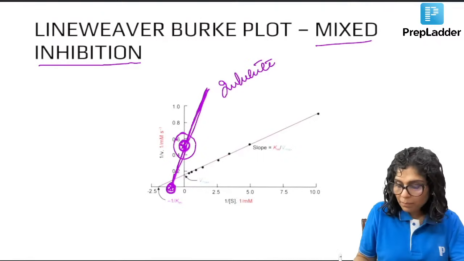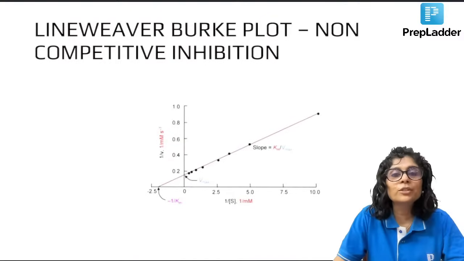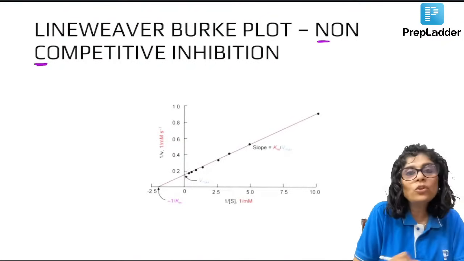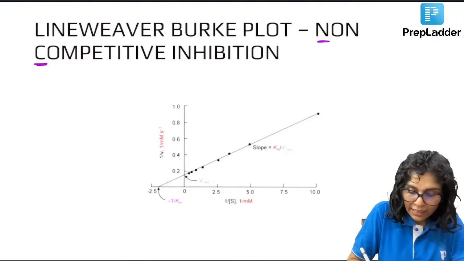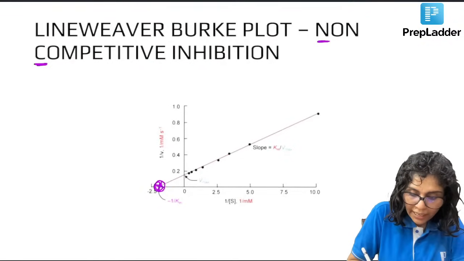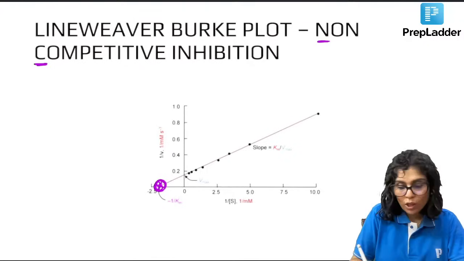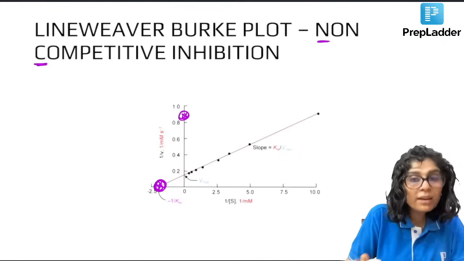The last type is non-competitive inhibition. What did I tell you about non-competitive inhibition? Normal Km. If the Km is normal, 1 by Km will be the same, right? Vmax is low. So 1 by Vmax will be high.